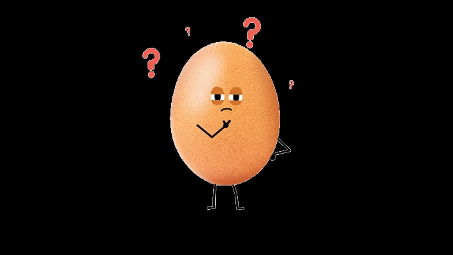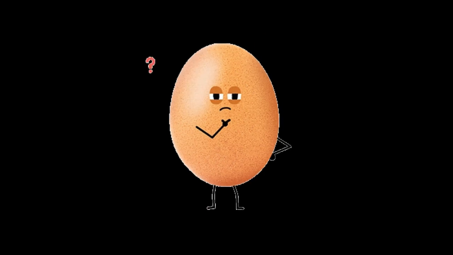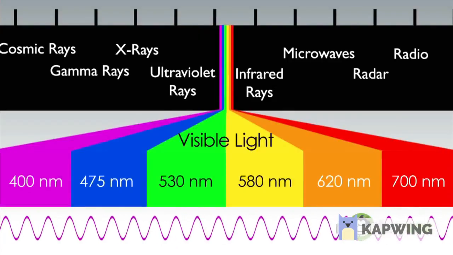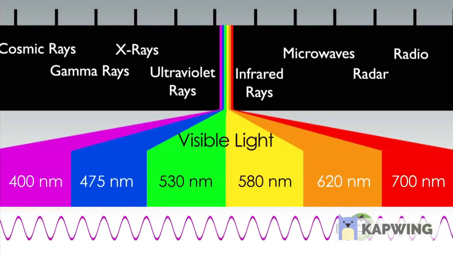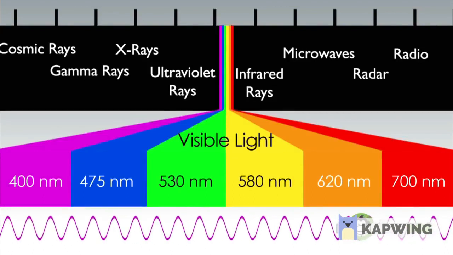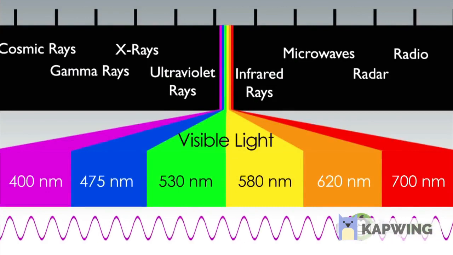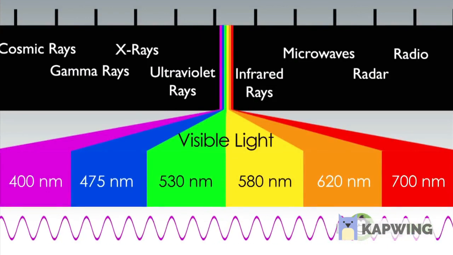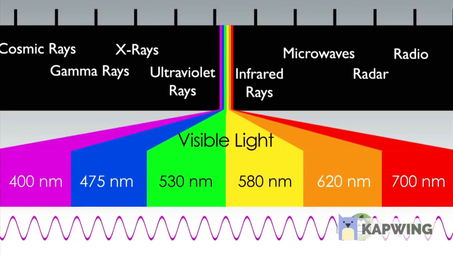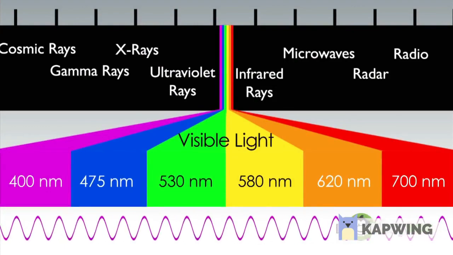What is the color that corresponds to a wavelength of 530 nanometers? So 530 nanometers is between 500 and 570, so that will be a green photon.